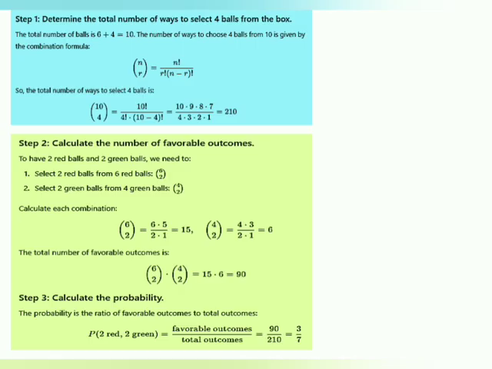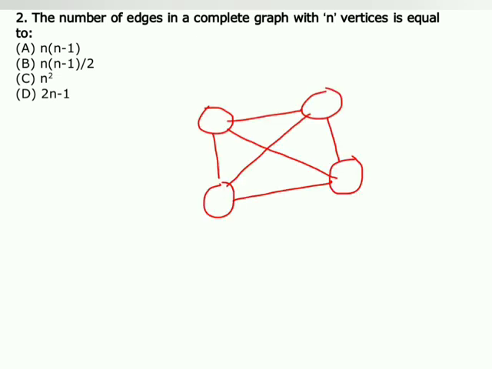Next. The number of edges in a complete graph with n vertices is equal to. We know that a complete graph is a graph where each vertex is connected with every other vertex. It is an undirected graph, and here every vertex is connected with another vertex.